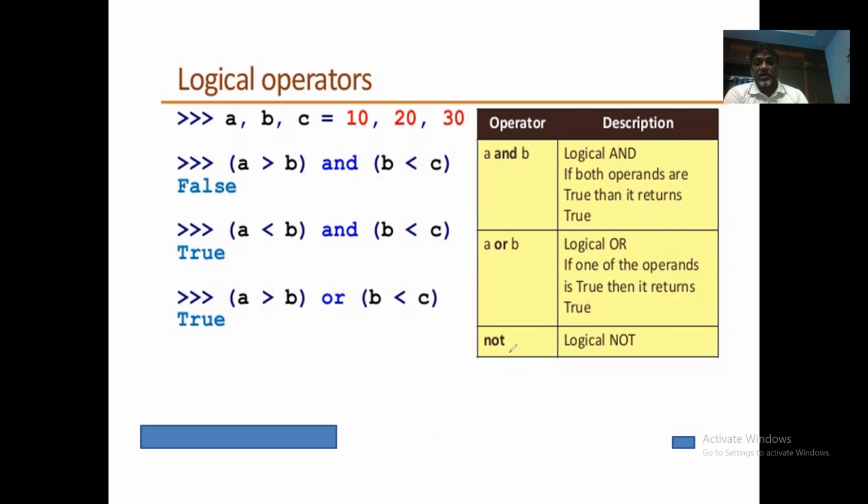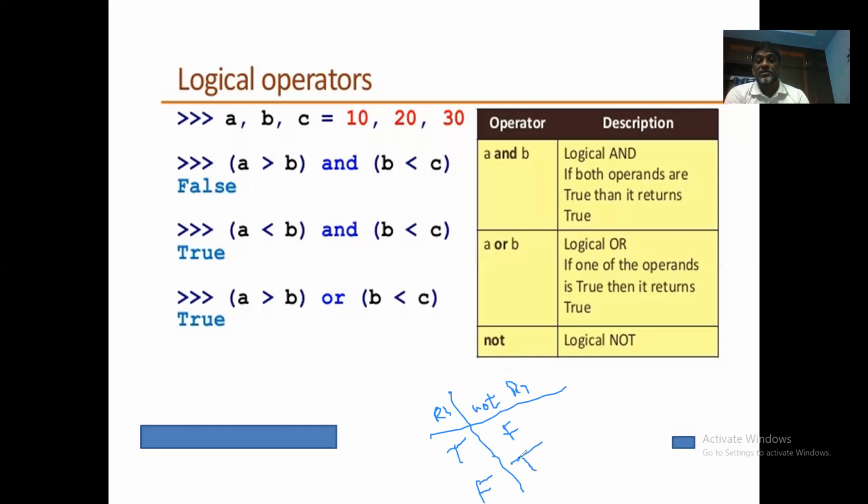And the last one is the not operator. This simply negates the truth value of a relational expression. That means it applies on a single relational expression R1, and if you write it as not R1, the truth value will be changed to the opposite. If R1 is true, then not R1 is going to be false. If R1 is false, then not R1 is going to be true. That is how it works.